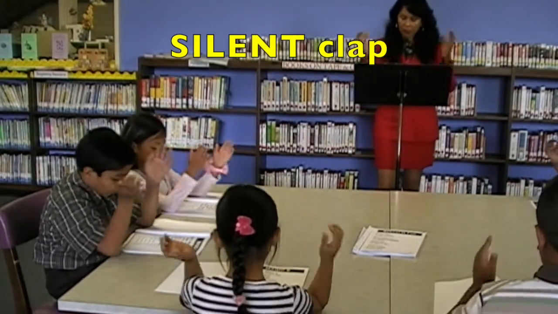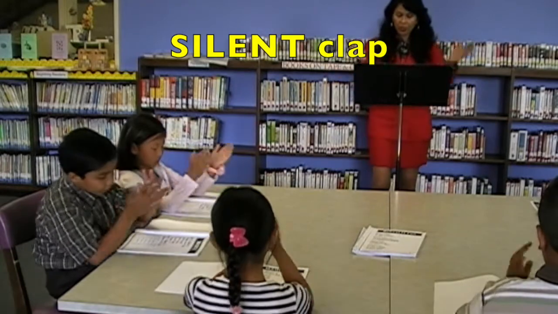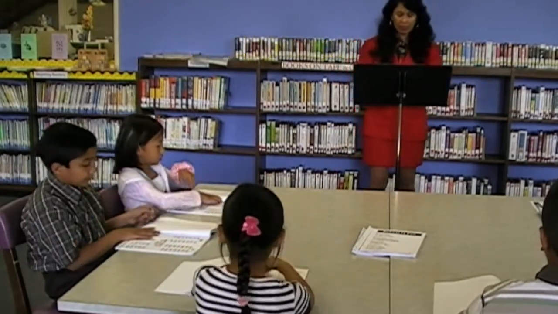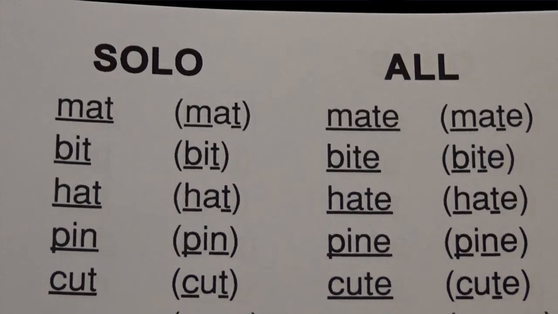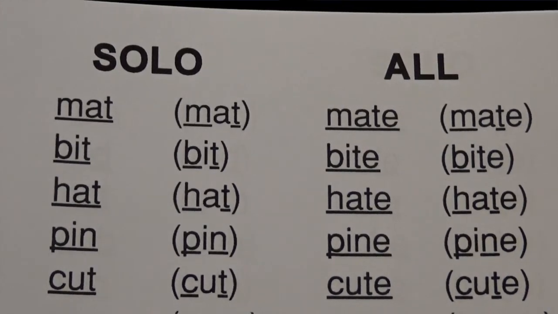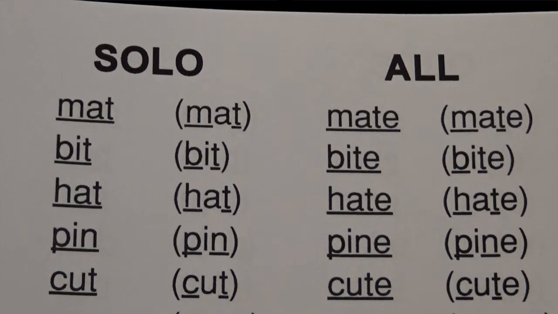This lesson works well with 2nd and 3rd grade children. The children are doing a silent clap. Okay, turn the page, please. Now on this page, solo, that's me. I'm going to be the leader, and then all is going to be you boys and girls. Okay, get in the ready position.